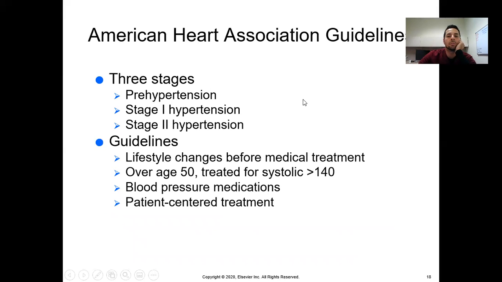All right, with the American Heart Association guidelines, we already went over the different stages here. Okay, so over 50, they're treated for their systolic pressure. It might be over 140. So that's usually when medications are implemented.